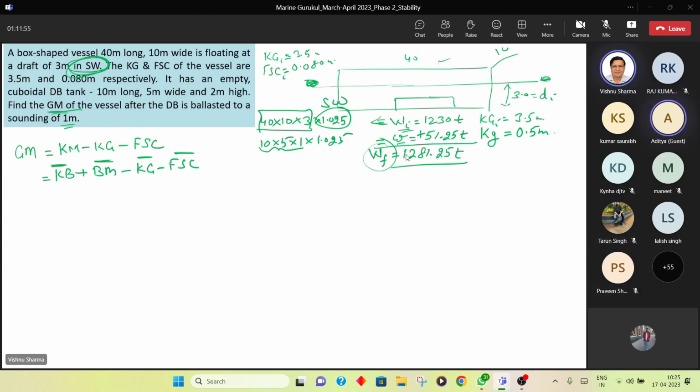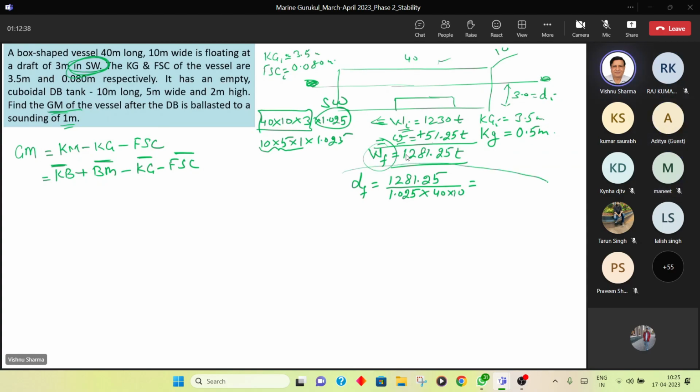Correct? Yes, sir. Okay. It is a box-shaped vessel. What will be KB equal to in terms of parameters? Half of draft. So that means first I have to get the draft final. Now, how do I get draft final? It's a box-shaped vessel. What is it displacing? It's displacing 1281.25 tons. If I divide it by 1.025, what does it become, beta? It becomes the underwater volume in the final condition. And if I divide by length and breadth, it will become the final draft. Yes or no? Yes, sir.